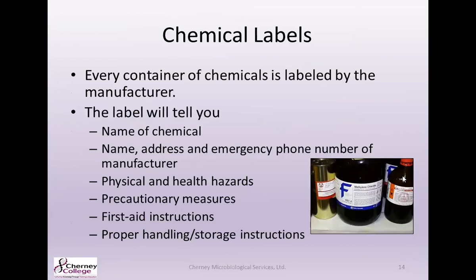And while we're talking about chemicals, let's go a little bit deeper into chemical safety. So every chemical that you receive from the manufacturer should arrive with a label that tells you the basics: the name of the chemical, and the name, address, and emergency phone number of the manufacturer. It should also tell you the hazards, the required PPE, and the recommended storage instructions.